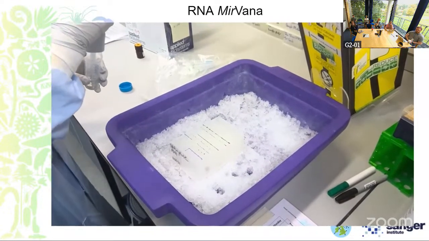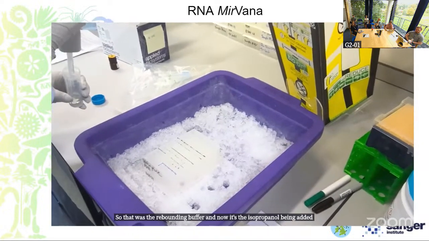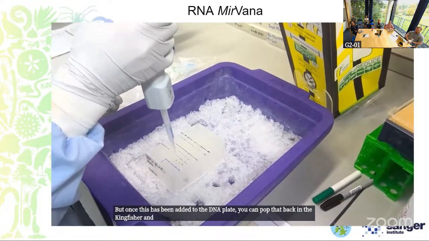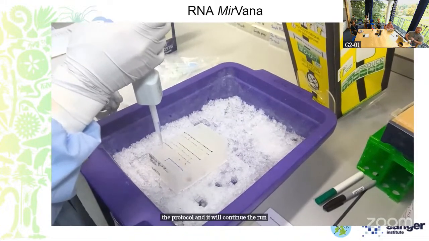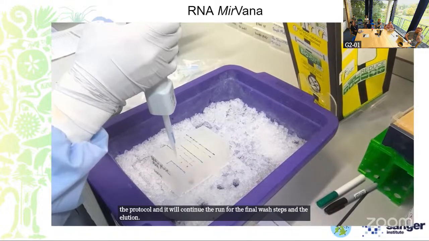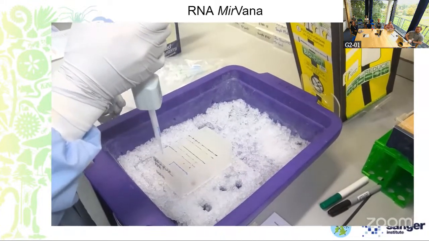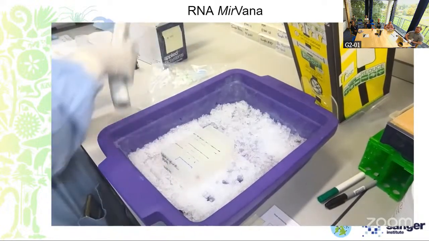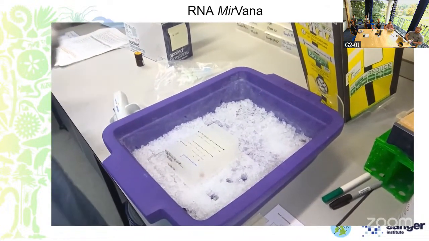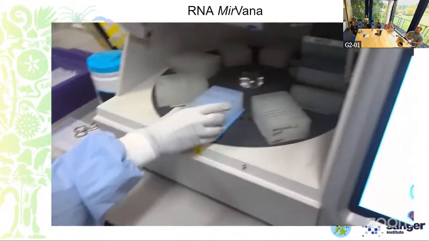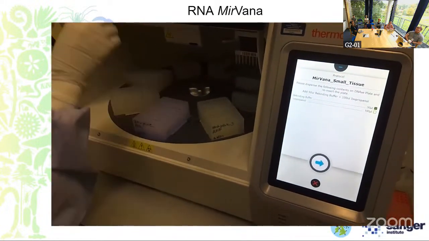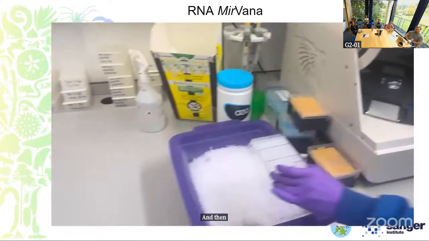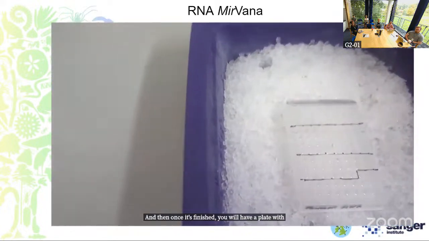So that was the rebinding buffer, and now it's the isopropanol being added. But once this has been added to the DNase plate, you can pop that back in the Kingfisher and resume the protocol, and it will continue the run for the final wash steps and the elution. And it goes back in now. And then once it's finished, you will have a plate with hopefully all your RNA in the elution plate.